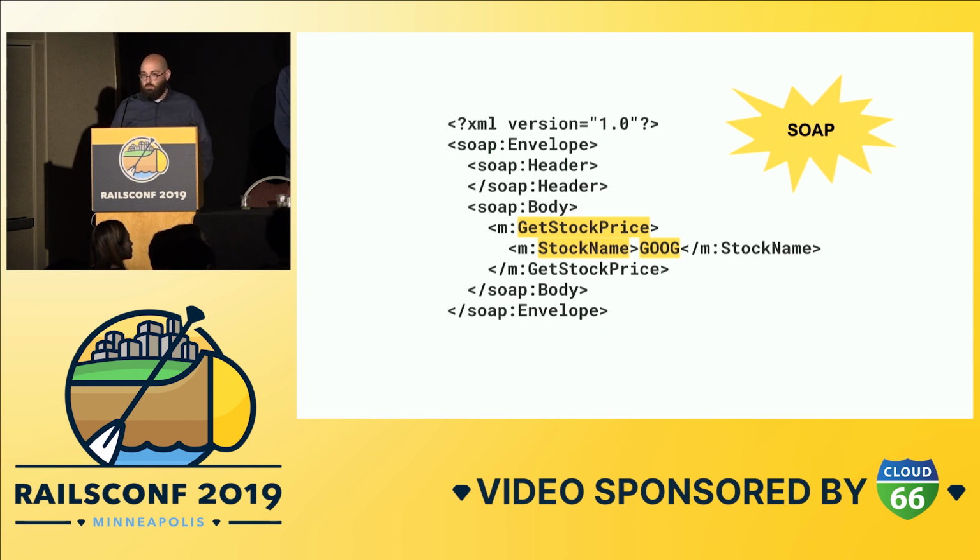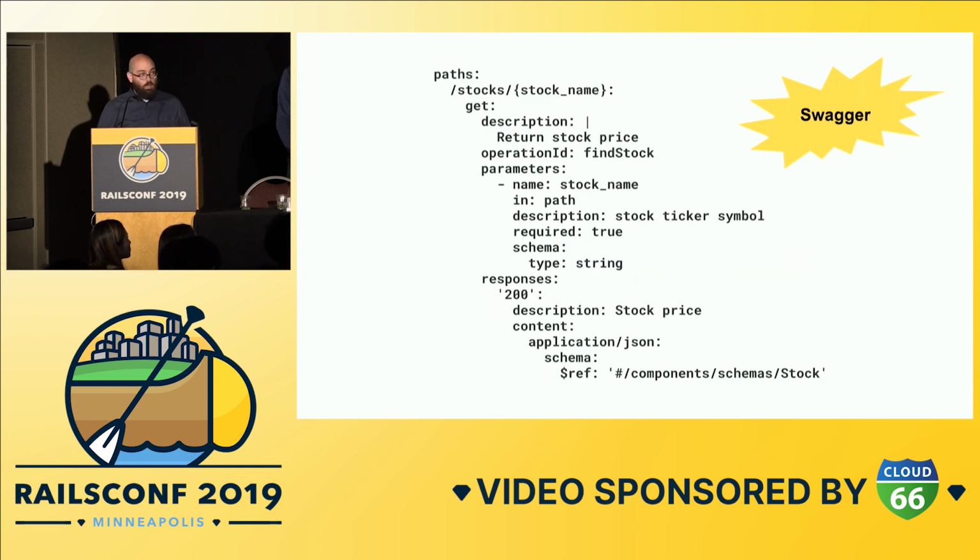SOAP is a common way. Has anyone used the SOAP API here? We use SOAP a lot. A lot of our integrations are legacy integrations that use SOAP. This is an example SOAP call. You're basically precisely describing the call that you want to make, how you want to make it, and with what input. There are more modern approaches for REST using Swagger.